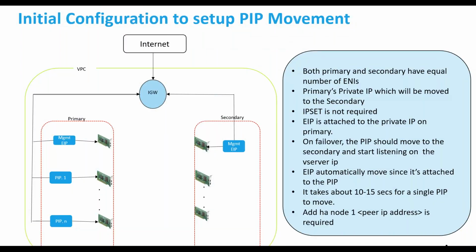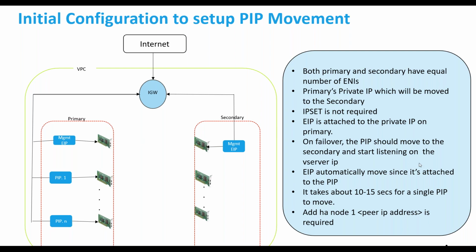So first of all, I'll talk about the initial configuration to set up PIP movement. The first prerequisite is that both primary and secondary should have an equal number of ENIs. In the diagram, you can see the primary has 3 interfaces. The secondary also has 3 interfaces.